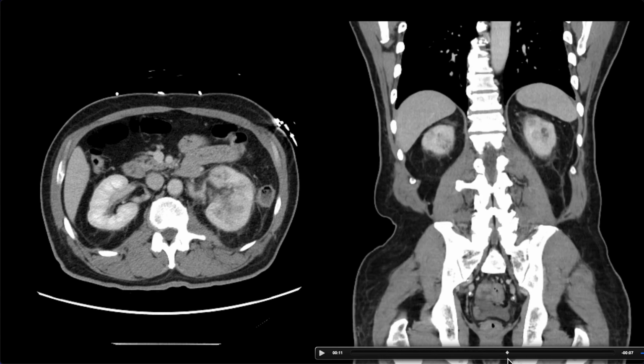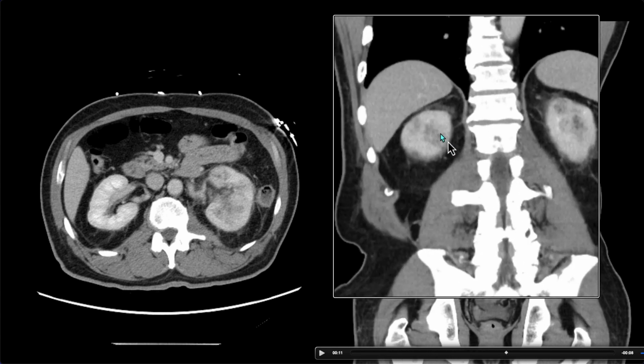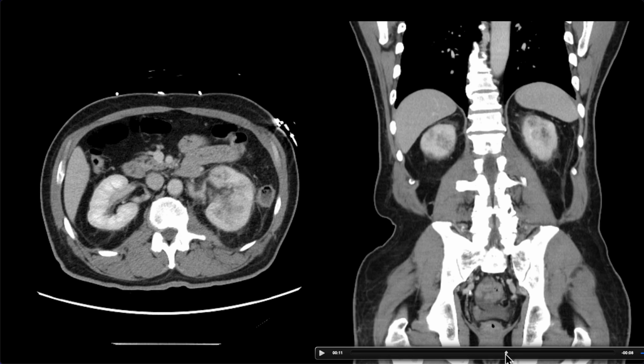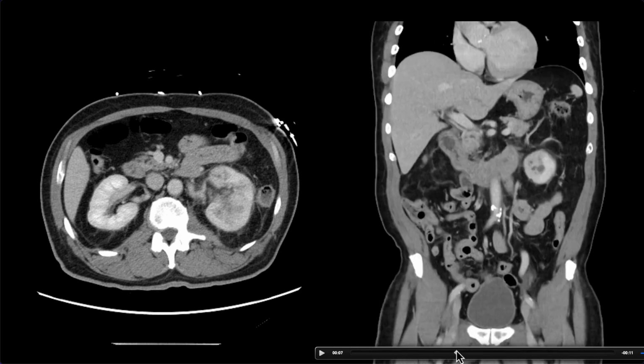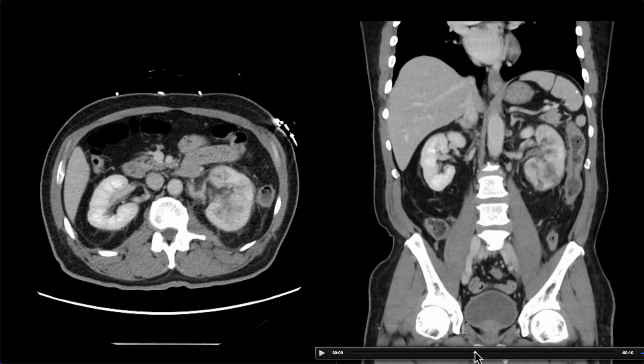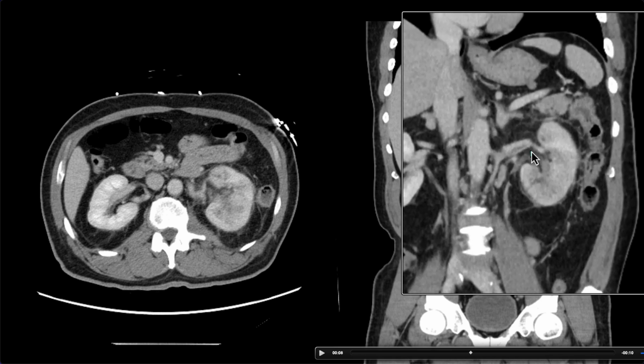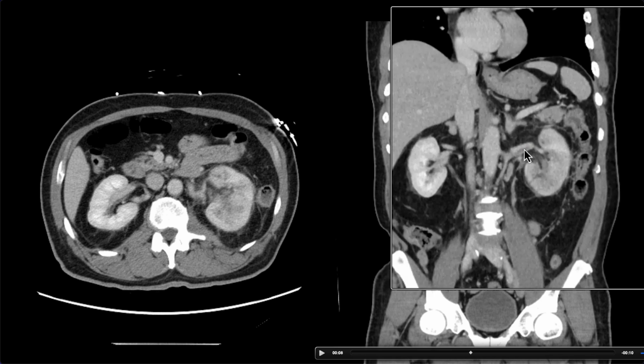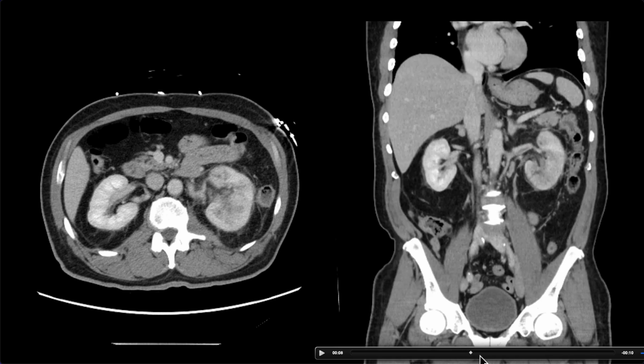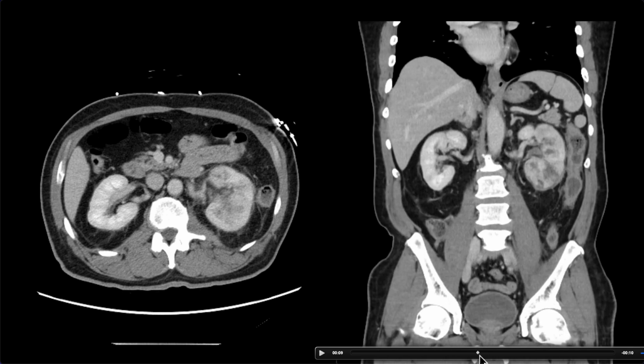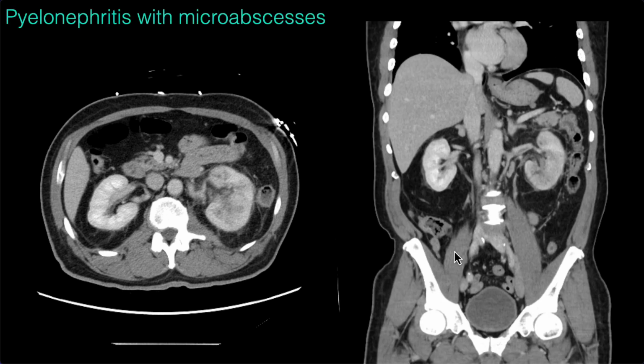And then don't forget to look at both sides, and we have a little bit of pyelonephritis on the right kidney as well. So this is a much more severe advanced case. And we also have a little bonus pickup here in the left renal vein. There's a small linear area of non-occlusive thrombus. Okay, so we have pyelonephritis with microabscesses for that case.